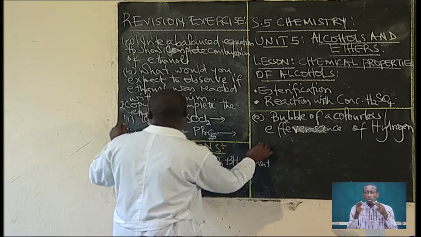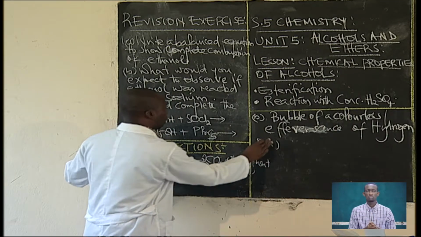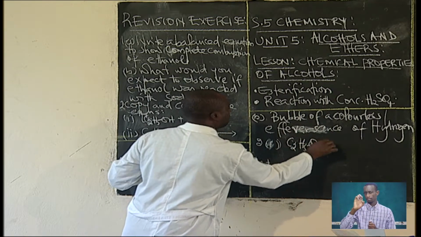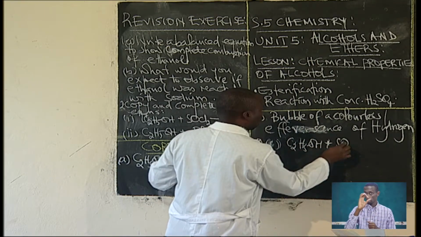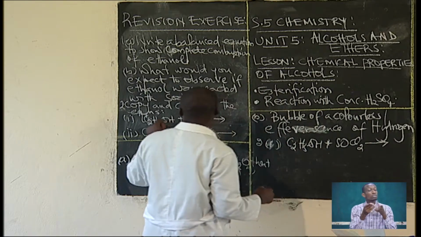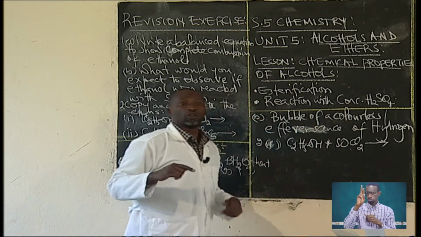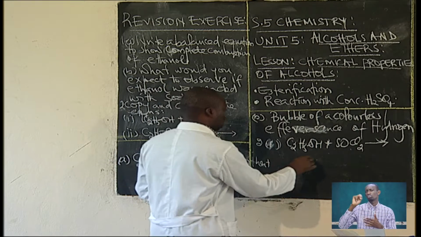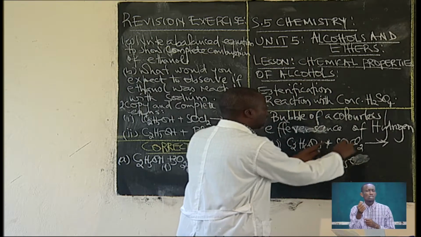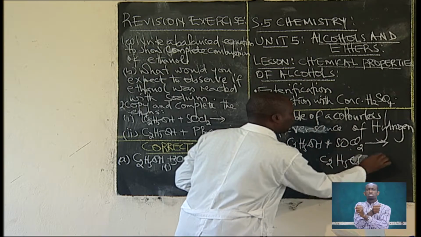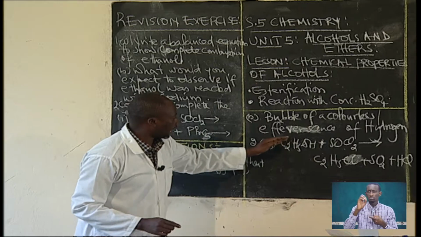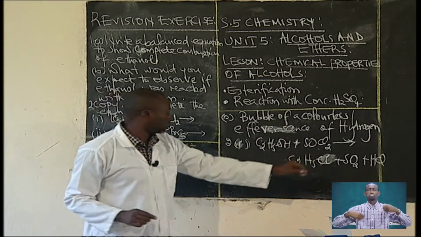If you look at this one, this is number 2A, Roman 1. So we have ethanol, C2H5OH, reacting with thionyl chloride or sulfur dichloride oxide, and this is a nucleophilic substitution reaction. So you have C2H5Cl, instead of the OH, that OH is substituted by chlorine, plus sulfur dioxide, plus hydrogen chloride gas. So this is the reaction that takes place. That is a complete reaction.